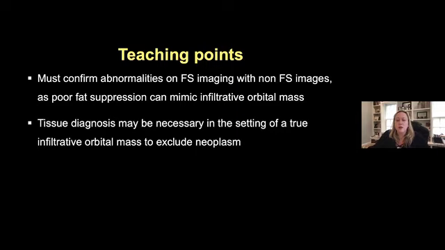Okay, so overall teaching points in this case: first, always confirm any abnormalities on your fat saturated imaging with your non-fat suppressed images, as poor fat suppression can mimic an infiltrative orbital mass. Secondly, a tissue diagnosis may be necessary in the setting of a truly infiltrative orbital mass to exclude neoplasms such as lymphoma or rarely metastasis. And certainly if you see enophthalmos, think about breast cancer.